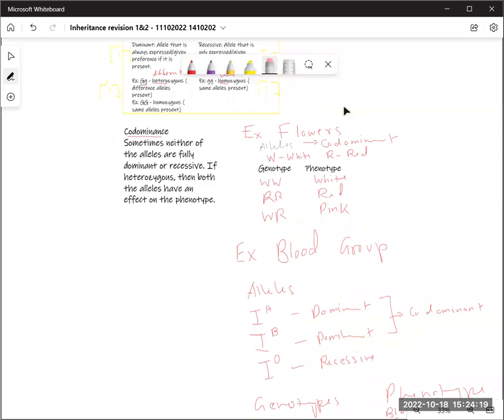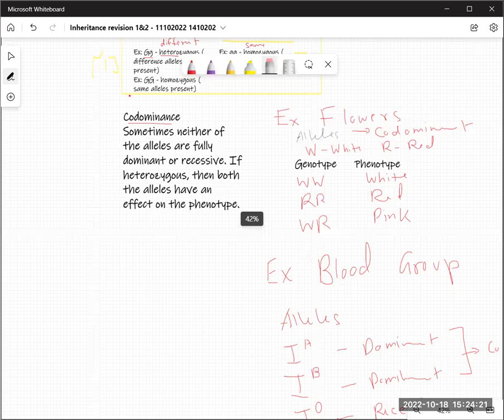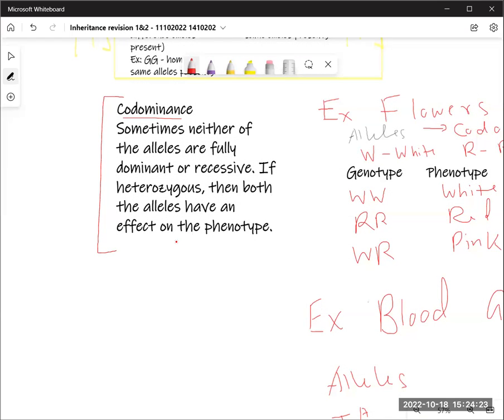Now let's look at what is codominance. Read it quickly. Codominance means sometimes neither of the alleles is fully dominant or recessive. If heterozygous, then both the alleles have an effect on the phenotype. Fine.